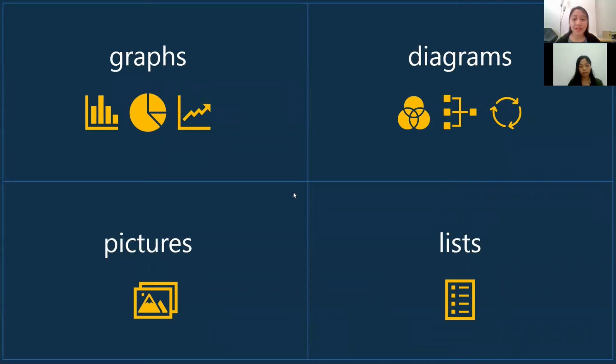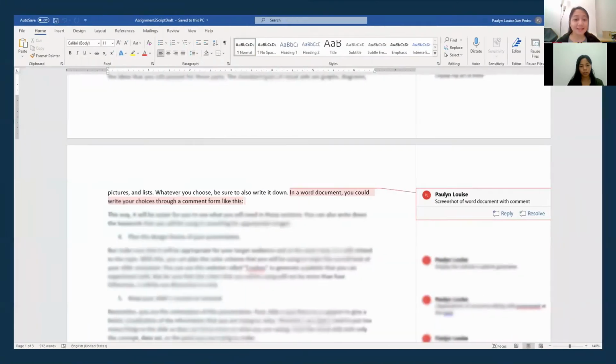Whatever you choose, be sure to also write it down. In a Word document, you could write your choices through a comment form like this. This way, it will be easier for you to see what you will need in those sections. You can also write down the keywords that you will be using in searching for appropriate images.